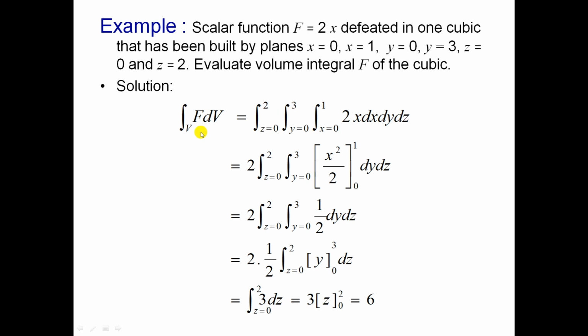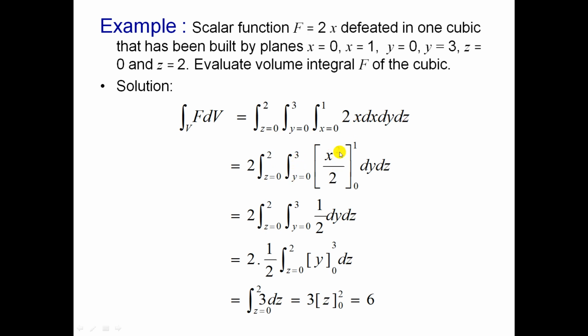So integration along V of f dV, then the cuboid is bounded by z equal to 0 to 2, y equal to 0 to 3, x equal to 0 to 1, and the function they have given is 2x into dx dy dz. So first integrate with respect to x, then simplify, then integrate with respect to y, simplify, then last integrate with respect to z. So let us integrate with respect to x. So 2 is constant, we write it outside, then integration over z equal to 0 to 2, y equal to 0 to 3 as it is.